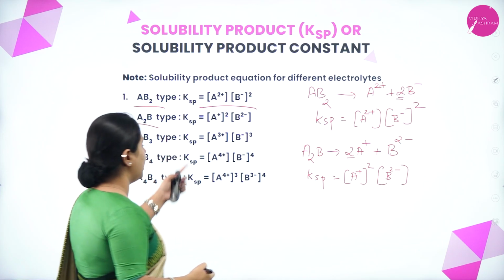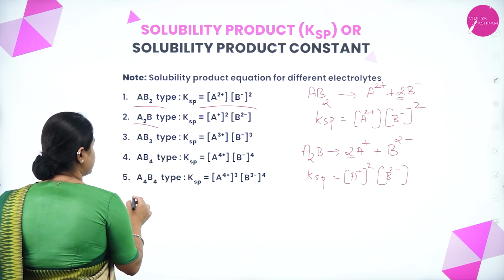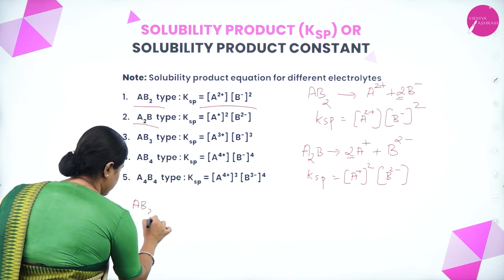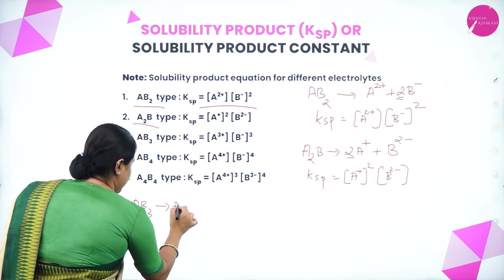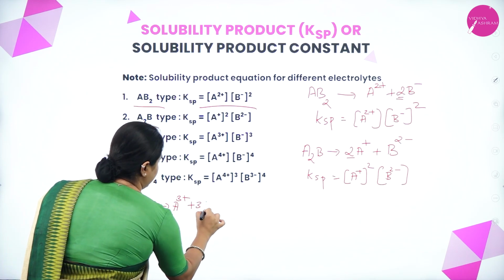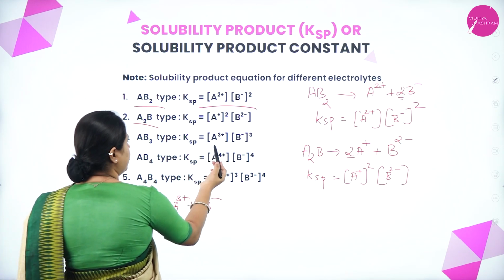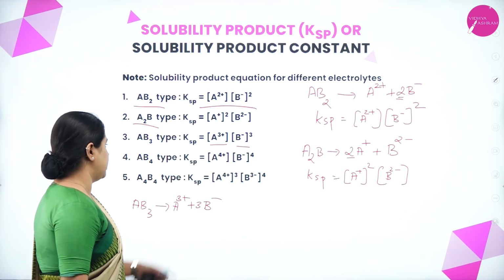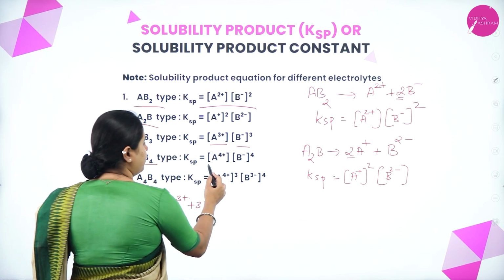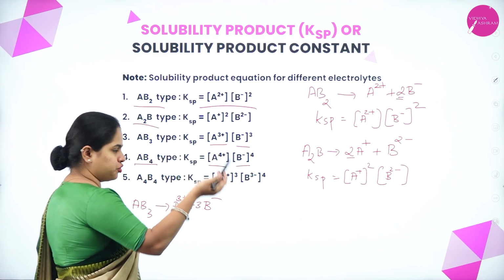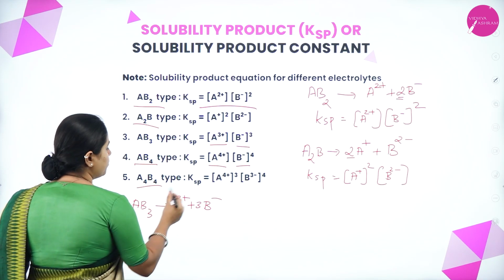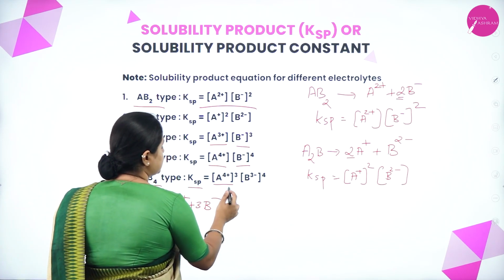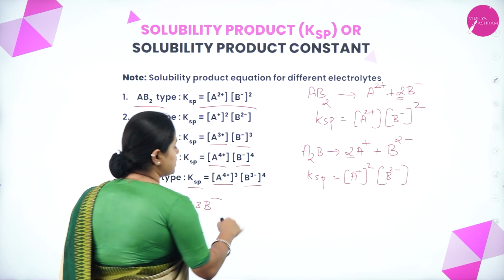Right. Now next is AB3 type. AB3 type will dissociate into A3+ and 3B-, right? So that is shown here, A3+ and [B-] raised to 3. This will come in the power. Next one is AB4. You will have A4+ and [B-] raised to 4. Then you have A4B4, that Ksp will be [A4+] raised to 3 and [B3-] raised to 4.